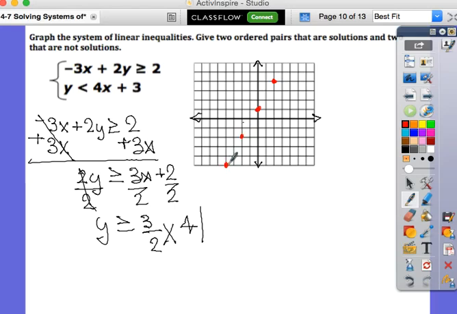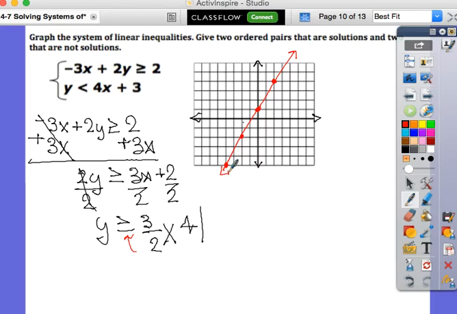Okay, once you get those, then you have to decide the type of line that you are going to use. Solid. Yeah, you're right. It's got the equal to bar, so it's going to be a solid line. And then the next decision you have to make is where you're going to shade. What type of sign do we have there? A greater than or equal to. So we took care of the equal to by making sure we had a solid line, but greater than.